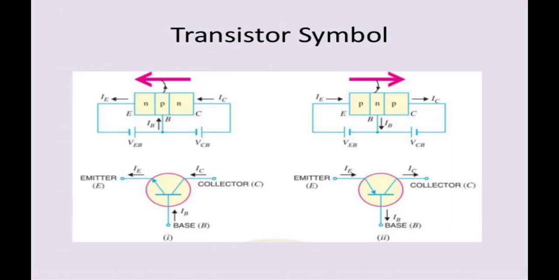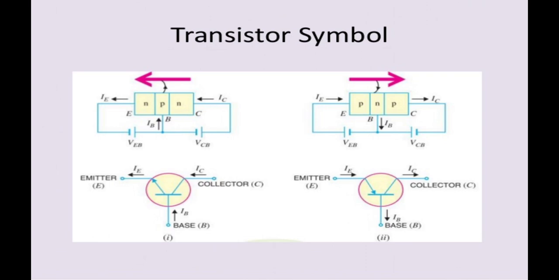These are the symbolic representations of the NPN transistor and PNP transistor. See here, the emitter base junction. What is the difference between them? I already told you, if the arrow of the emitter terminal is outside, then it is an NPN transistor, and if the arrow is inside, then it is called a PNP transistor. These are the symbolic representations.